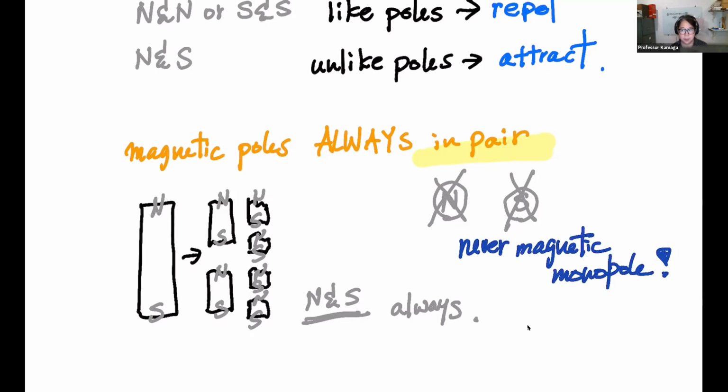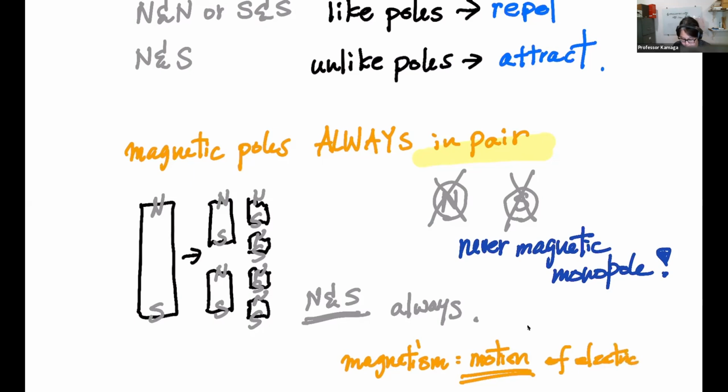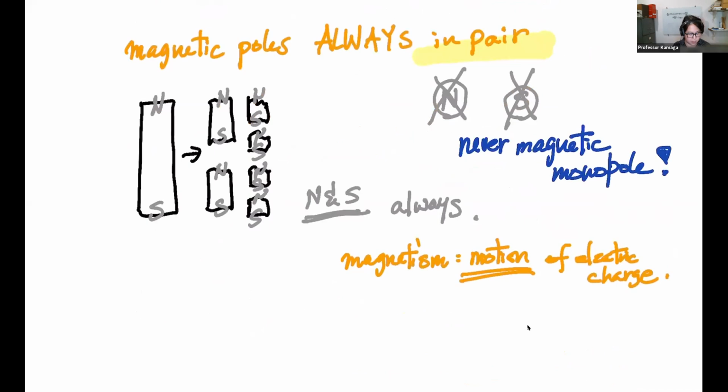A little preview. I said that magnetism is from these magnetic poles, but it's due to the motion of electric charge. So this is just a preview.